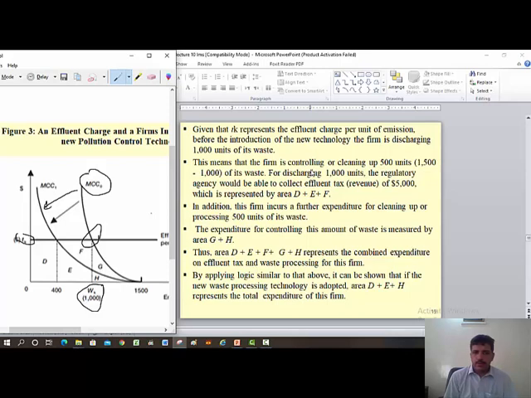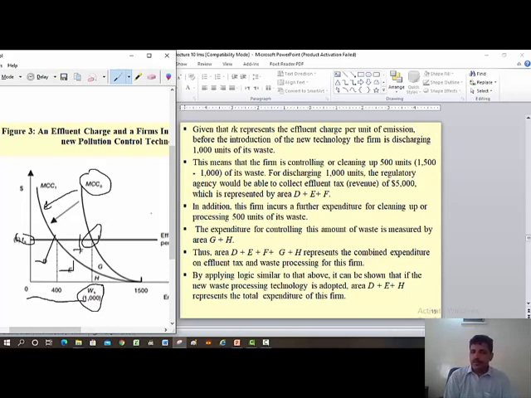For discharging 500, the regulatory agency would be able to collect an effluent tax of 5,000, which is represented by the area D plus E plus F. Before the introduction of new technology, the authorities will collect for this area, D plus E plus F. This will be the tax. And G plus H is the area for which the firm will bear the expenditure to control the cost. Thus, the total cost of discharging these 1,000 units will be D plus E plus F plus G plus H. This is the total expenditure.